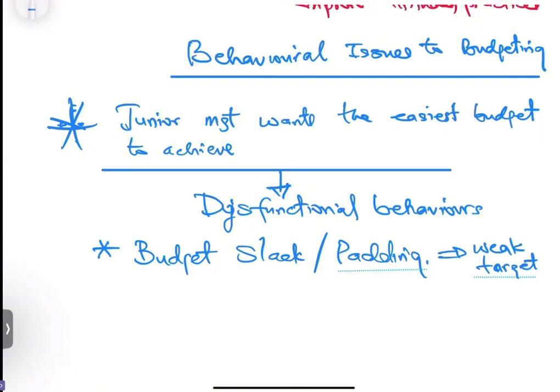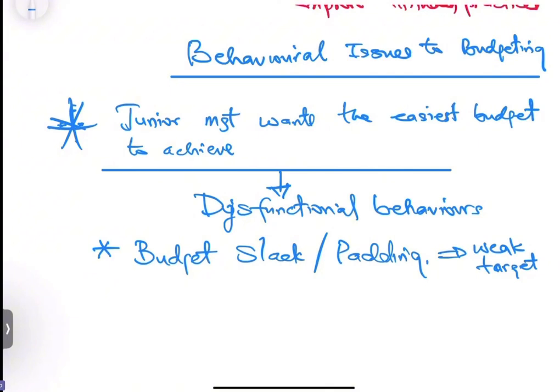Take, for instance, you know that for us to produce 1 unit of our product, we need 5 units of raw materials. Guess what? When these guys are doing the budget and they want to build slack into the budget or pad the budget, what they do is they will budget for 7 items. They know they only need 5.